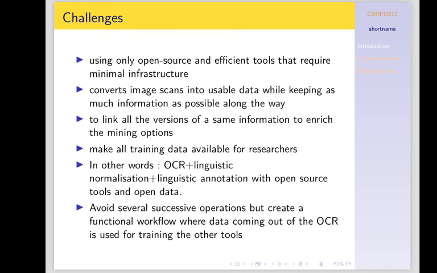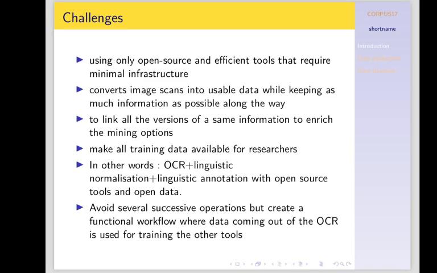So we are now facing different challenges. The first thing, and that is important to us, is to use open source and efficient tools that require minimal infrastructure. It is very important because not everyone has a big project, and then what you need is to be pretty efficient, but with limited money. The second thing is that we need to convert image scans into usable data and to keep the information as much as possible along the way. If you have a pipeline, a workflow, each time there is a new step, you keep the data that you had before. Then we need to link all the versions of the same information to enrich mining options.